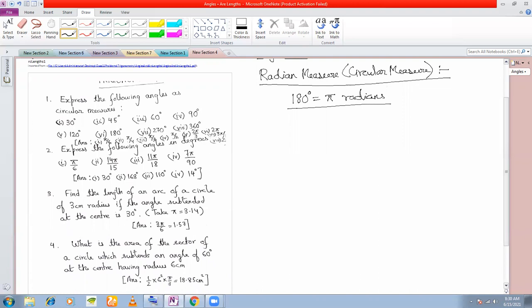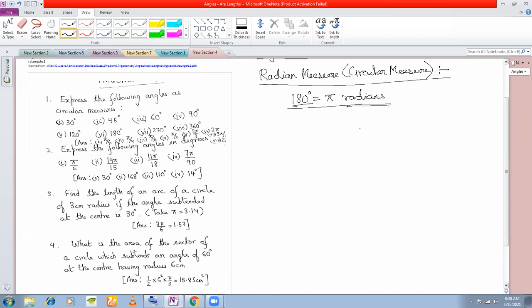The degree is one measure, radian is another measure. And what is radian? Radian is a pure number. It does not have any unit, right? For example, degrees has a unit, that is degree. But radian is a pure number. It does not have any unit. It is actually a ratio, radian. That is why it is a pure number.